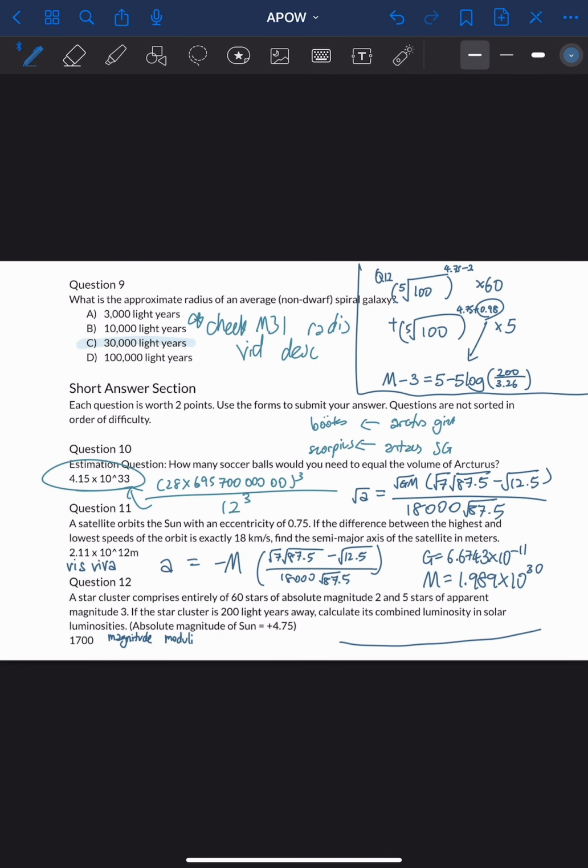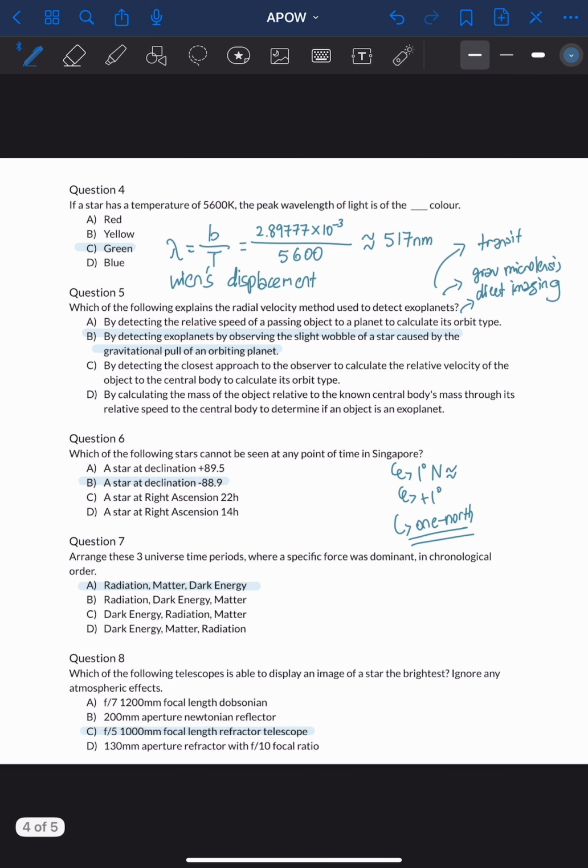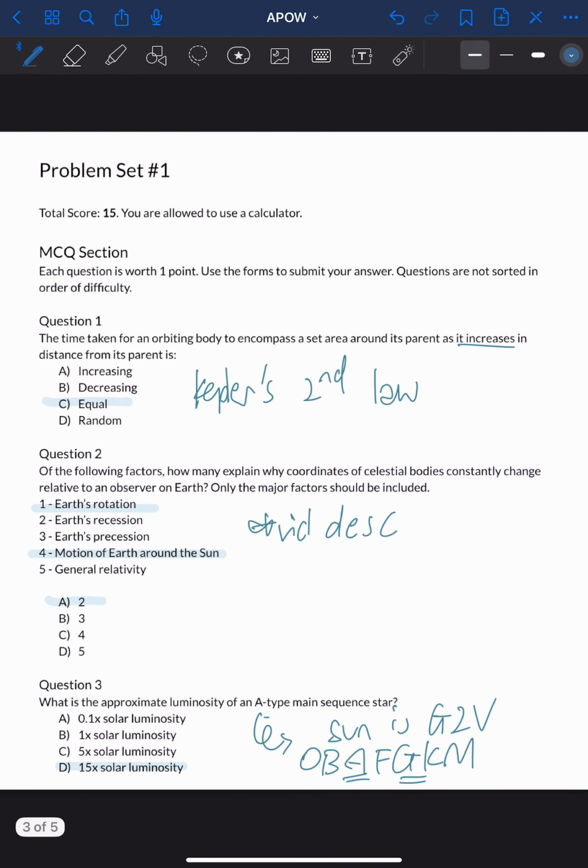Question 12. This is all the way up here. Yes. So this is all the answers for APOW 1. I hope after this one you have a better understanding of exactly what is going on with the answers and what mistakes you might have made and how you might avoid making them in the future.